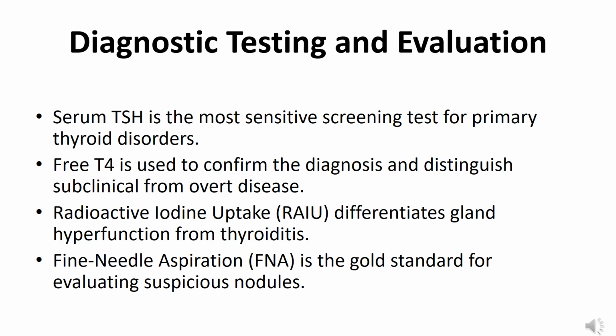Ultrasound guidance is often used to improve accuracy, especially for small or complex nodules. So, thyroid evaluation combines hormonal testing, physiologic imaging, and tissue sampling. TSH screens for dysfunction, free T4 confirms disease severity, radioactive iodine uptake identifies the mechanism of thyrotoxicosis, and fine needle aspiration helps diagnose potentially malignant thyroid nodules.